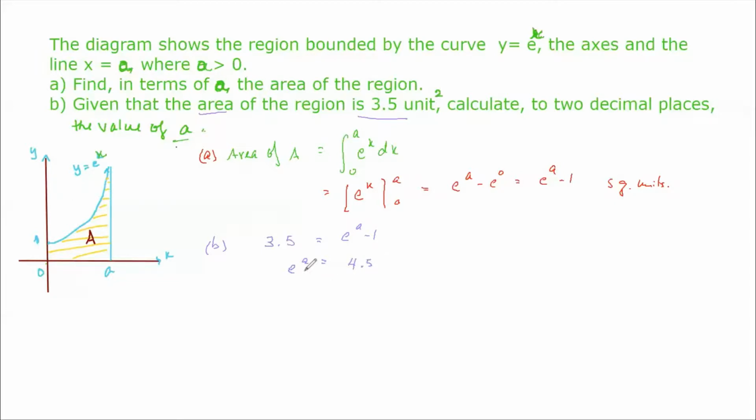Then we take log, right? a ln e equal to ln 4.5. ln e is 1, so a equal to ln 4.5. Then you can use the calculator and get the answer to two decimal places. I leave this one for you to use the calculator. Okay, so we go to the next example.